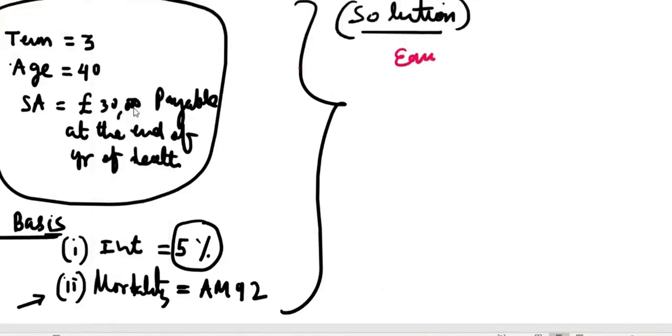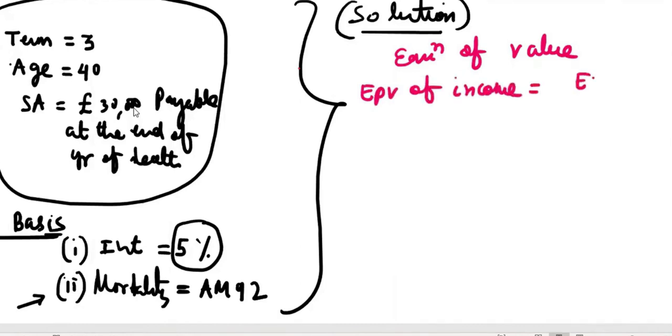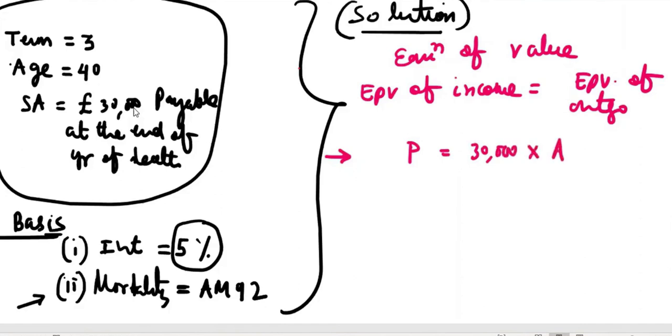Let me write the equation of value. Expected present value of income is equal to expected present value of outgo. Expected present value of income here is P. Expected present value of outgo is 30,000 A43, it's a term, so we'll write a 1 here. Now there is no other way to find it apart from your complete expression. You have to open this one.